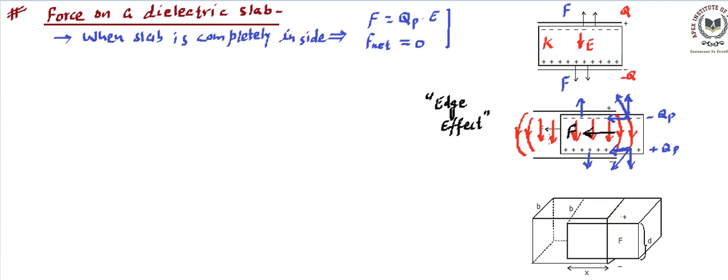I hope you have understood that there is going to be a force acting horizontally, and the perpendicular forces are cancelling out each other and are not going to move this slab, but this force is going to move the slab. So our purpose is to find out how much this force is when the dielectric slab is partially filled, and we will claim that this force is coming because of the edge effect. That means an effect that occurs at the edges of the parallel plate capacitor.